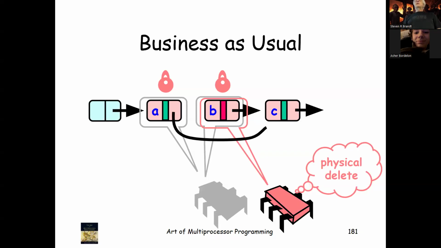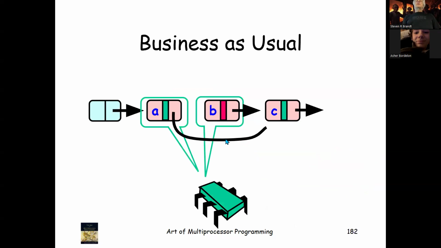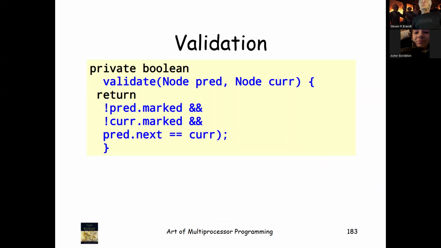But now B knows that it's deleted, because that implicit state that was never really physically manifested is now present. And so when this green one wants to do an add or a remove or something, it's going to see that B is deleted. And all the kinds of problems that we've been dealing with go away. So the validation method, think how complicated the optimistic validation method was. This is the validation method for the lazy lock. We check that the predecessor is not marked, that the current is not marked, and that the predecessor.next is equal to the current. The end.